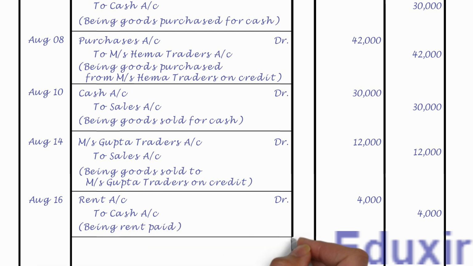Let's now draw a line to mark the completion of generalizing of this transaction. That completes the generalizing of this transaction. Let's now take up the next transaction.